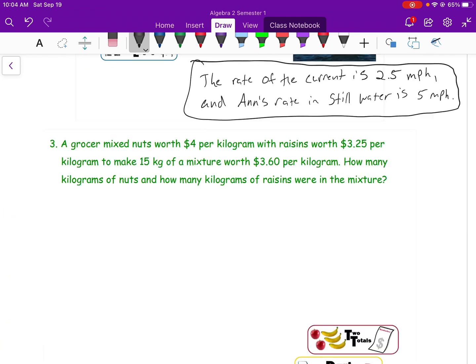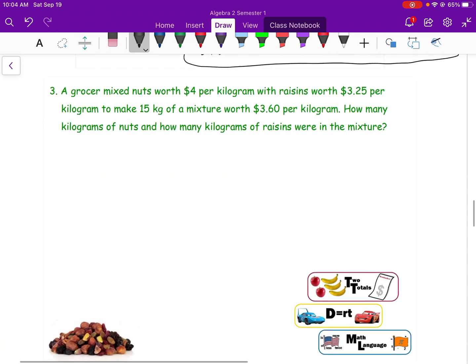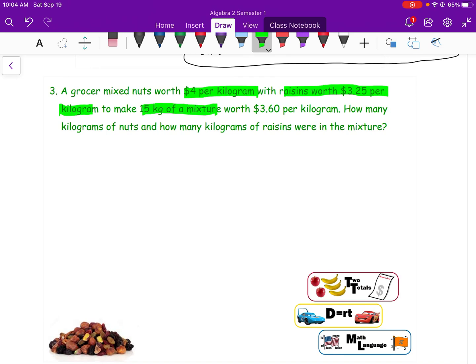All right, last one. A grocer mixed nuts worth $4 per kilogram, that's probably pretty important, with raisins worth $3.25 per kilogram to make 15 kilograms of a mixture worth $3.60 per kilogram. How many kilograms of nuts and how many kilograms of raisins are in the mixture?